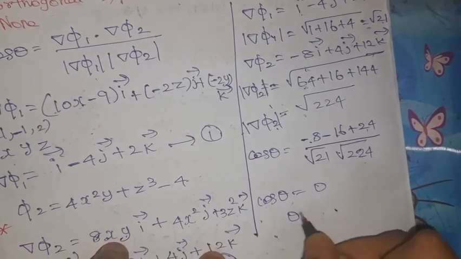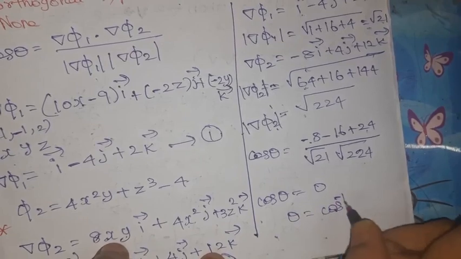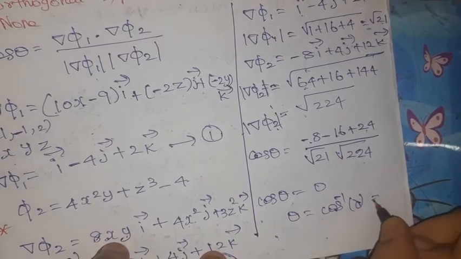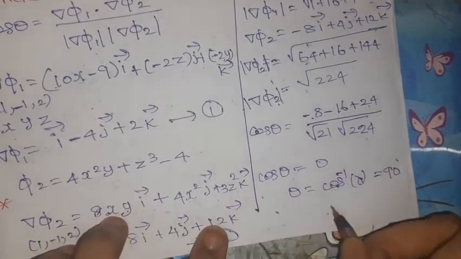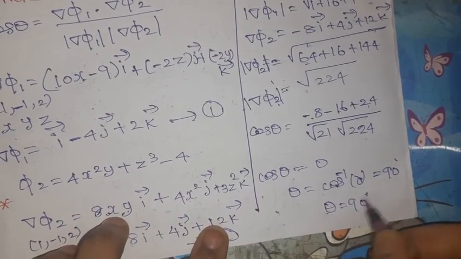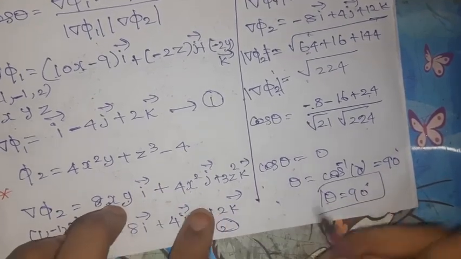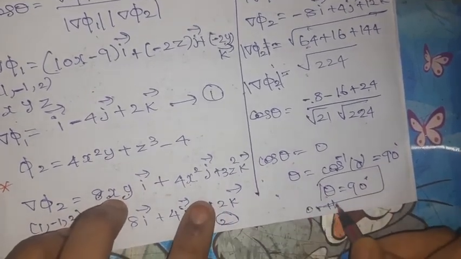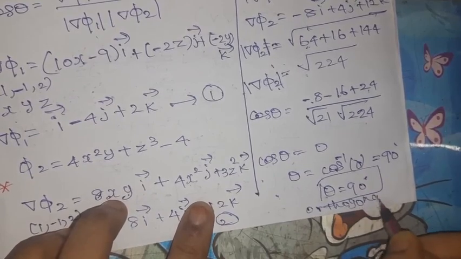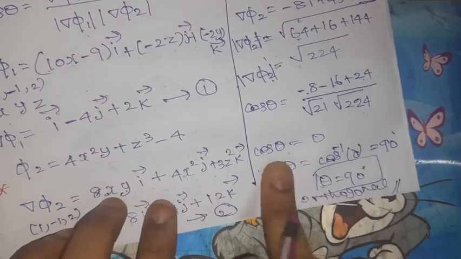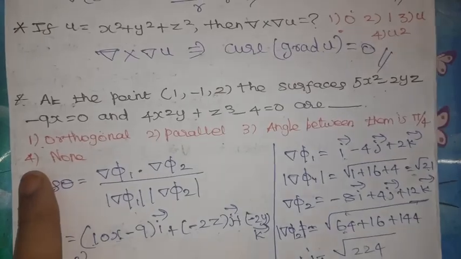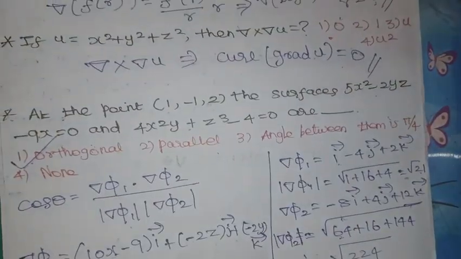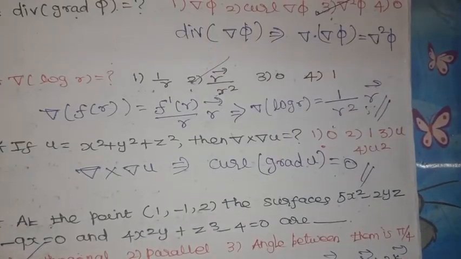We need to find theta. Theta equals cos inverse of 0, which is nothing but 90 degrees. So theta equal to 90 degrees means the given two surfaces are obviously orthogonal. So option 1, orthogonal, is the right option. Okay, we will solve up to this.